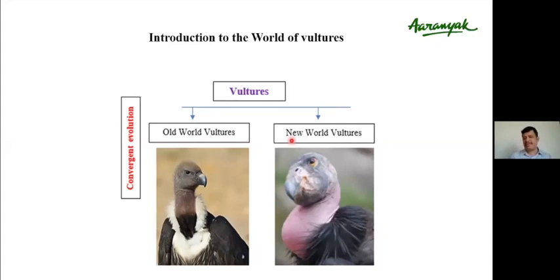And the Old World vultures generally nest both in trees and on cliffs. Long-billed vultures generally prefer to nest on cliffs. But the New World vultures don't build nests. They lay eggs on the ground.